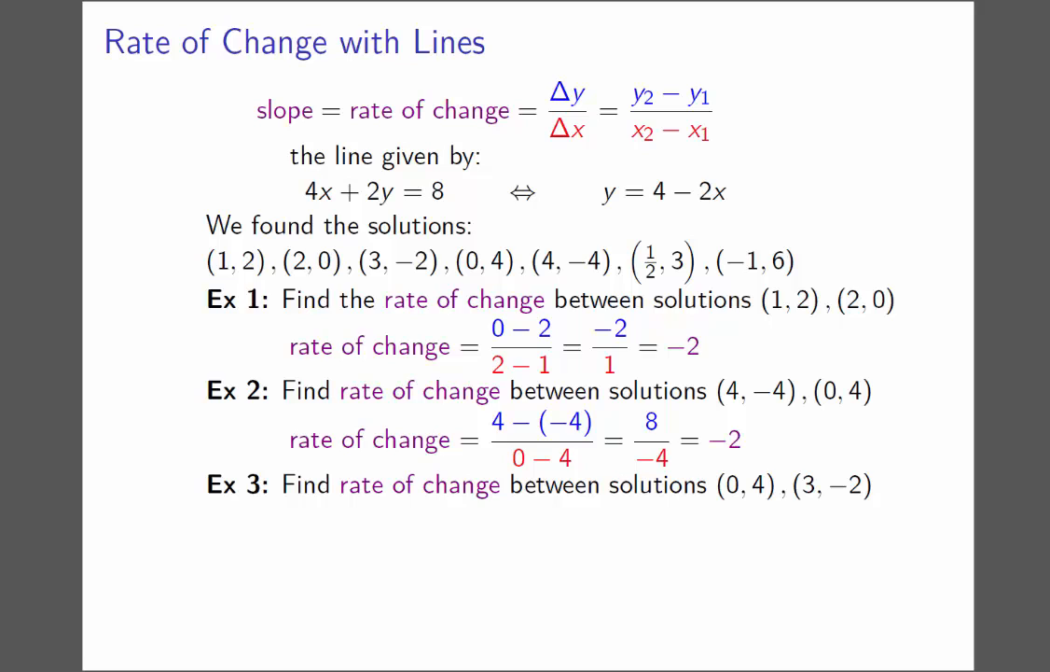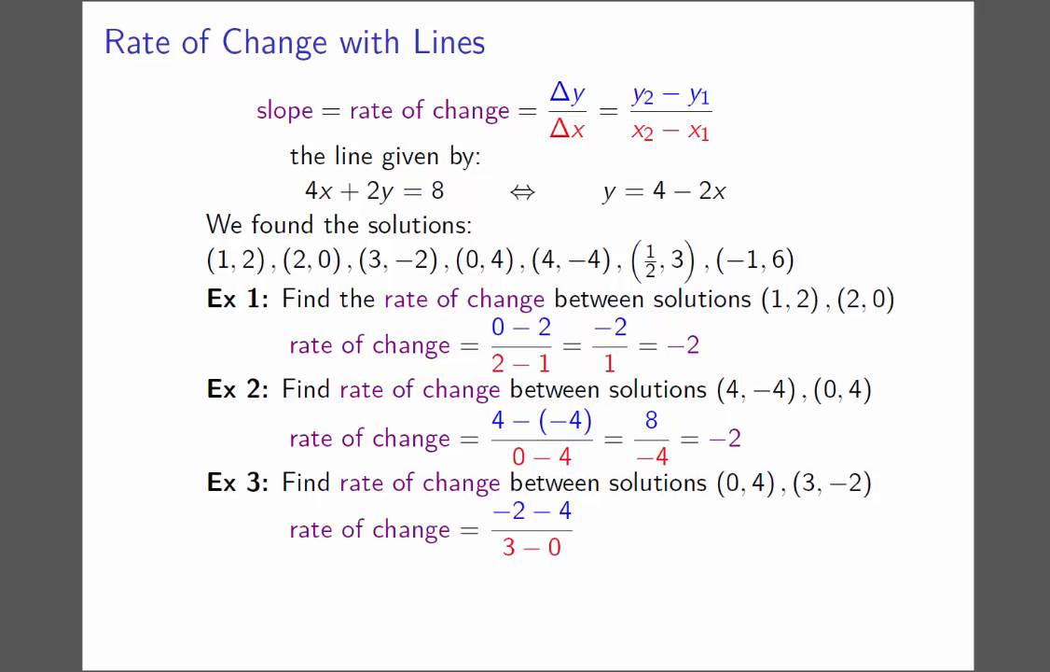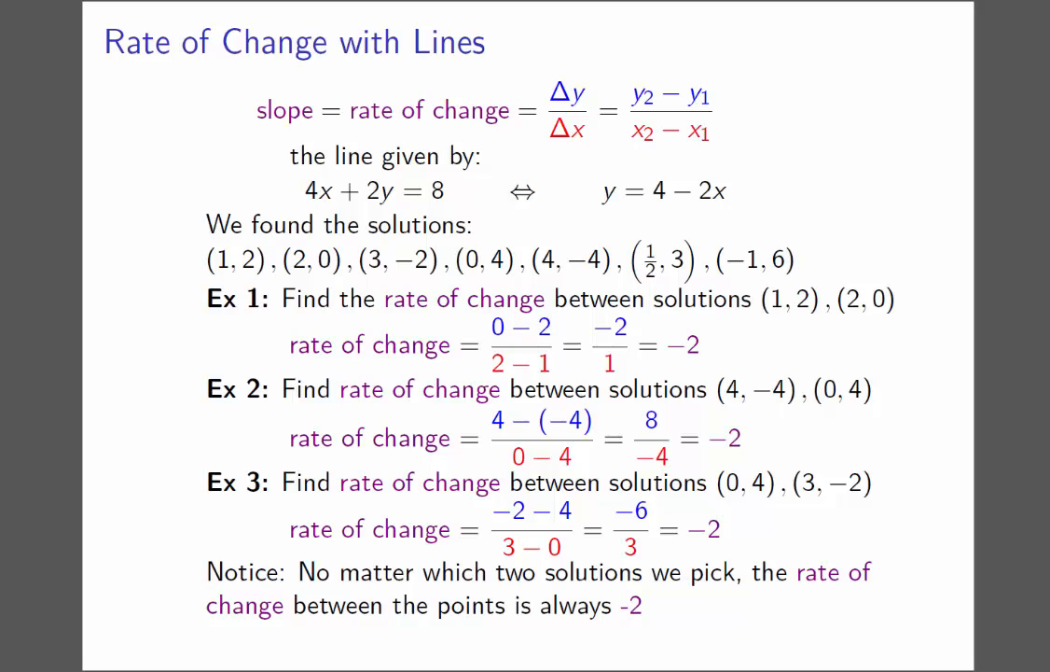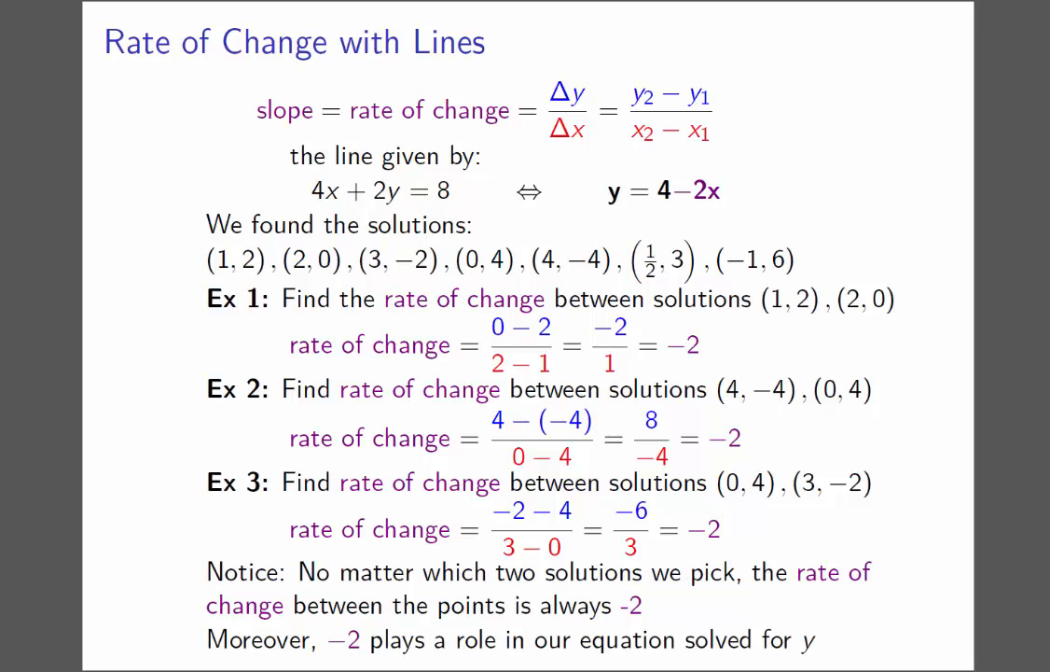Let's look at another example. What about the rate of change between (0, 4) and (3, -2)? Here, the rate of change is negative 2 minus 4 over 3 minus 0. Well, negative 2 minus 4 is negative 6, and 3 minus 0 is 3. Again, we have a fraction that reduces to negative 2. Notice, no matter which two solutions we pick, the rate of change between the points is always negative 2. Moreover, negative 2 plays a role in our equation that we solve for y.